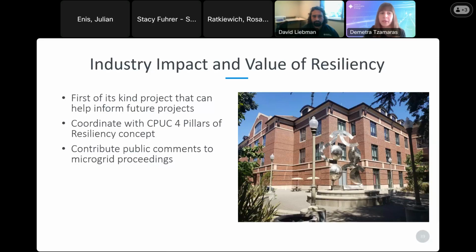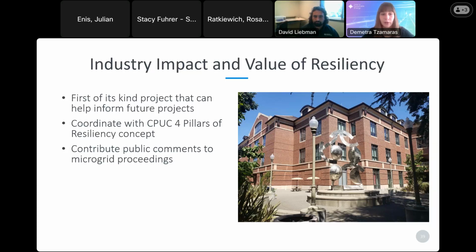So you might be wondering, how does any of this relate to the CPUC microgrid proceeding or the 4 pillars of the resiliency methodology? As I mentioned, our project came across this a little bit later into the project. This is a 4-year grant project. It started in early 2019, and we started to engage with the microgrid proceeding and the 4 pillars methodology closer to the 2021 timeframe. As a demonstration project, we were looking for opportunities to share lessons learned that could help inform future microgrid projects at other campuses.